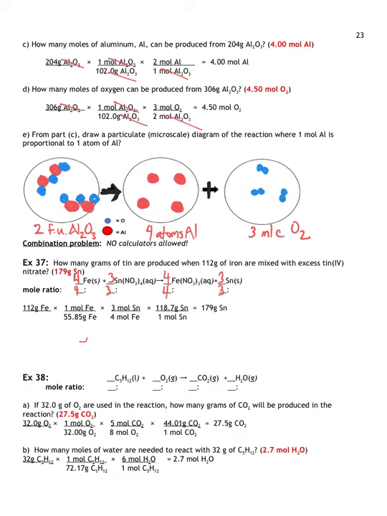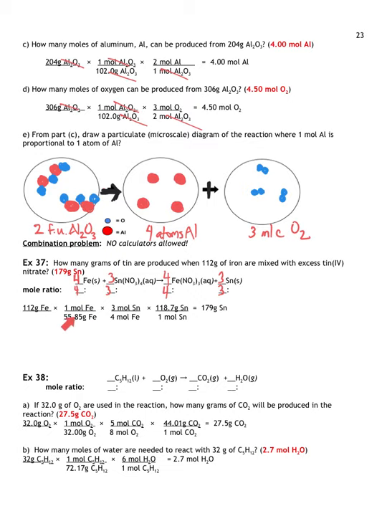I'm going to now calculate based on what the problem that's presented to me. So it says right here that I want grams of tin given grams of iron. And so I'm going to start off with my given, which is grams of iron, 112. It looks like I have the work here. 112 grams of iron.